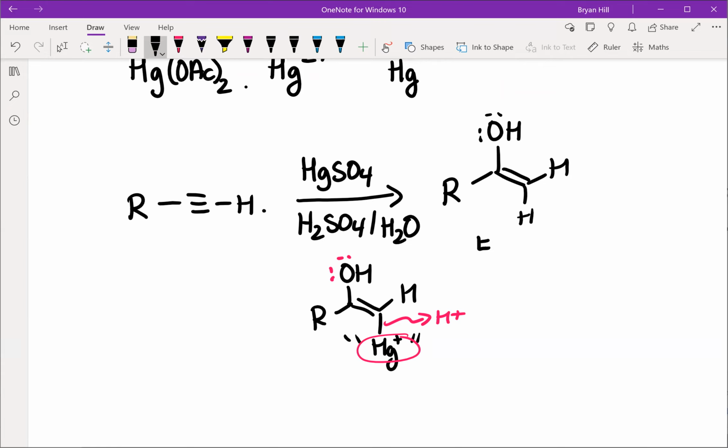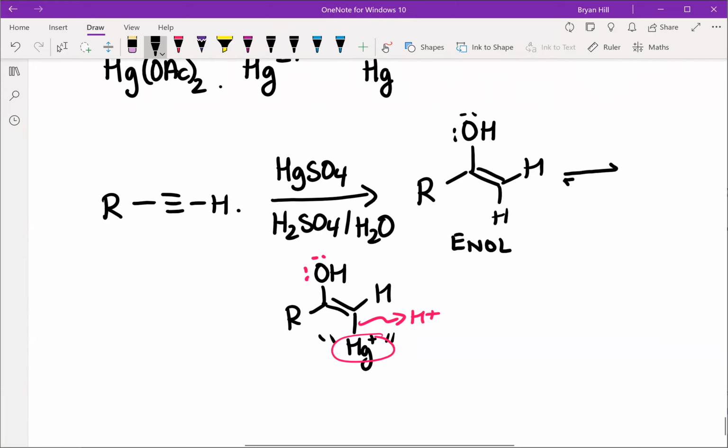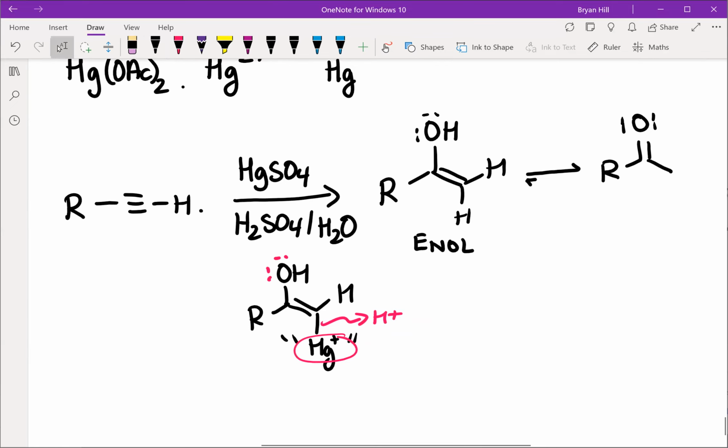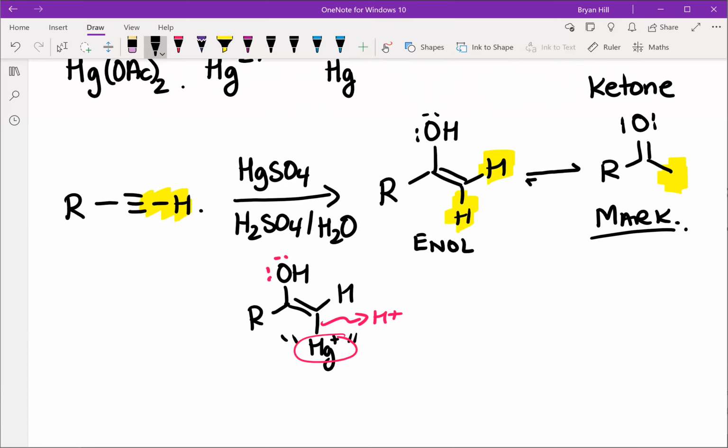And when this tautomerizes, the carbonyl is on the more substituted carbon. So the carbon which had the proton gets the protons. Technically, this would be a Markovnikov addition. And so this would be a ketone. And specifically, we've got a methyl group on one side, so it would be a methyl ketone.